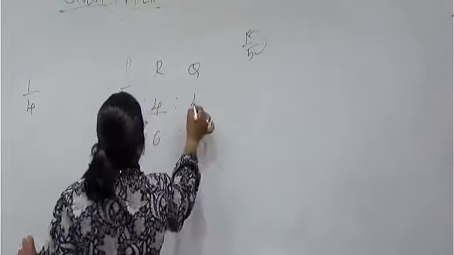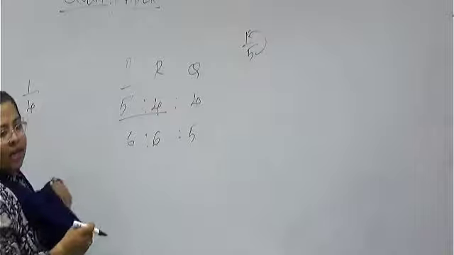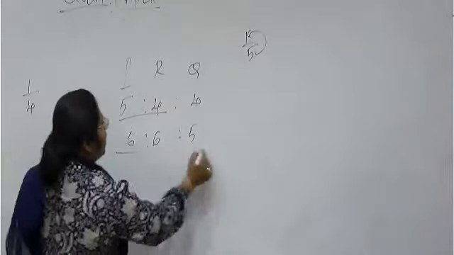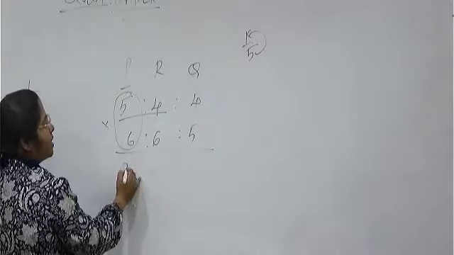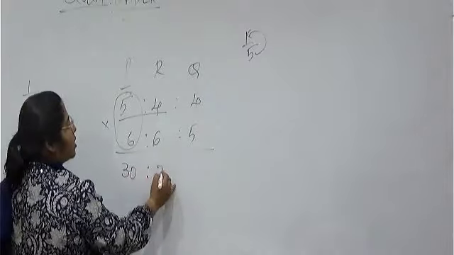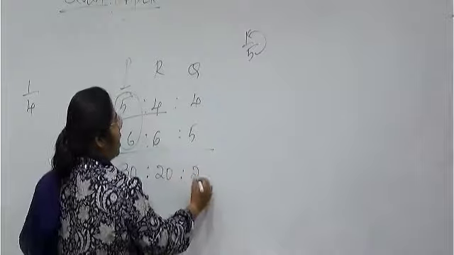As you know, what you will do? You will write 4 here, and you will write 6 here. Copy the number. Then you will get multiplication here. 5 6s are 30. 6 4s are 24. 5 4s are 20.